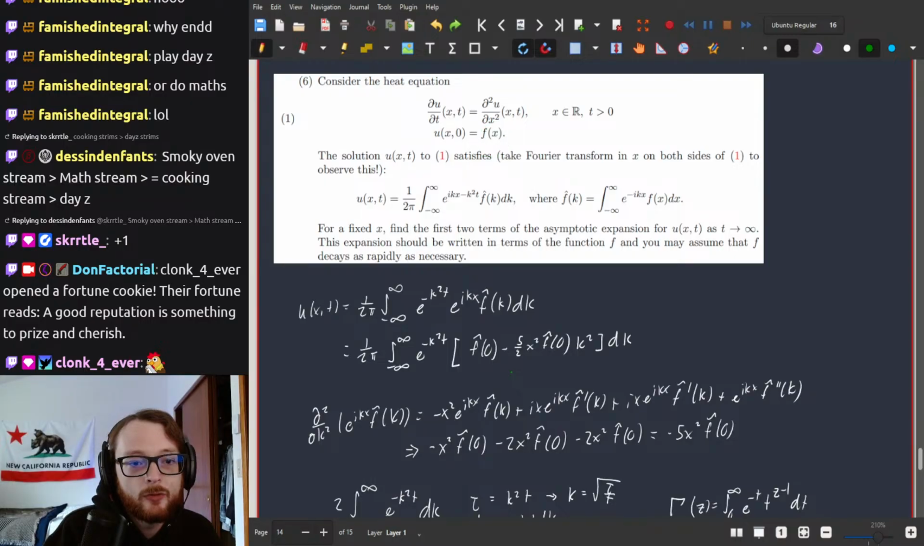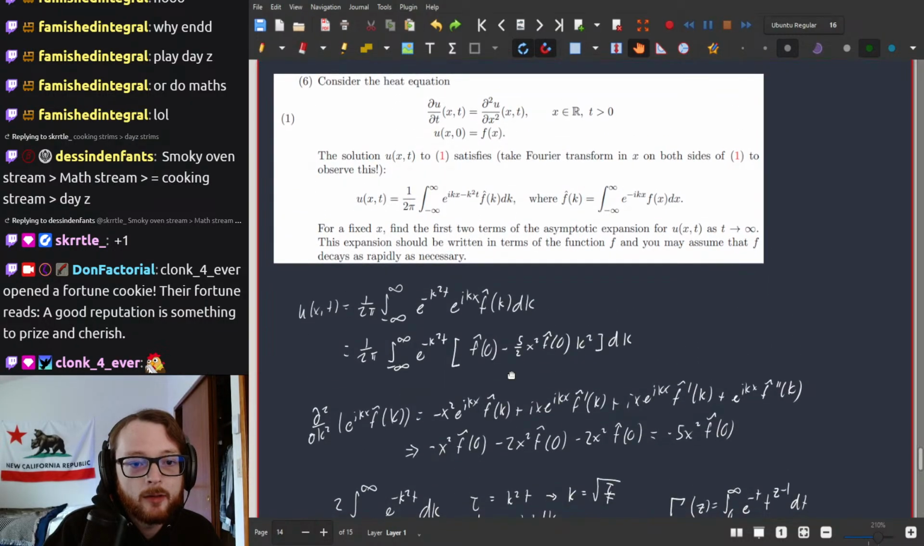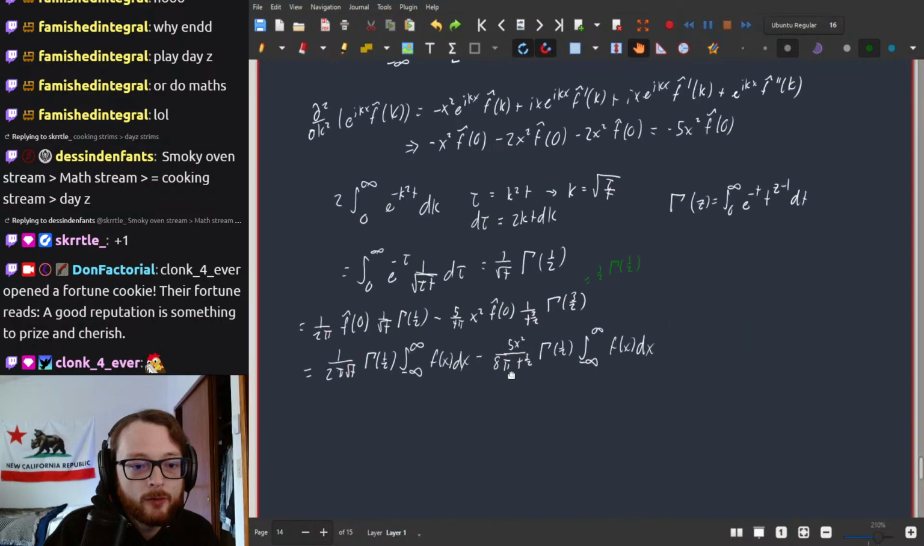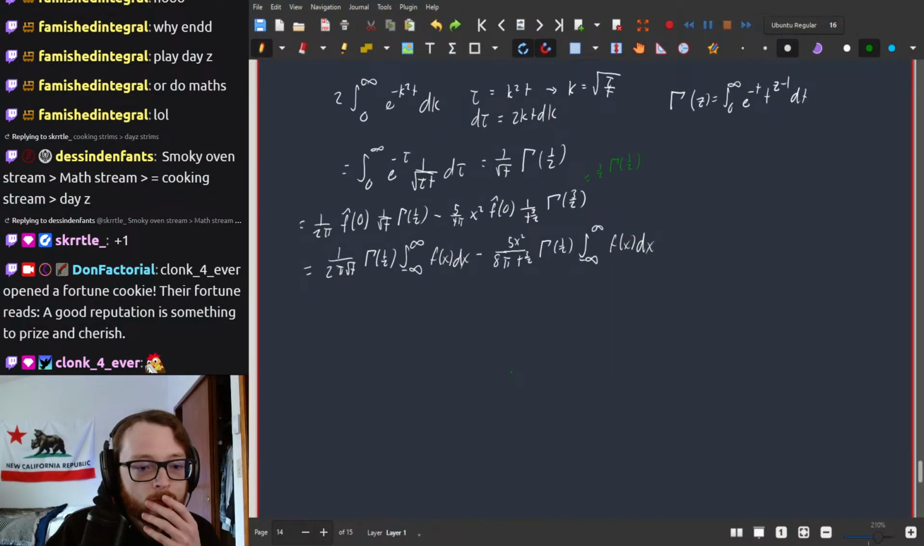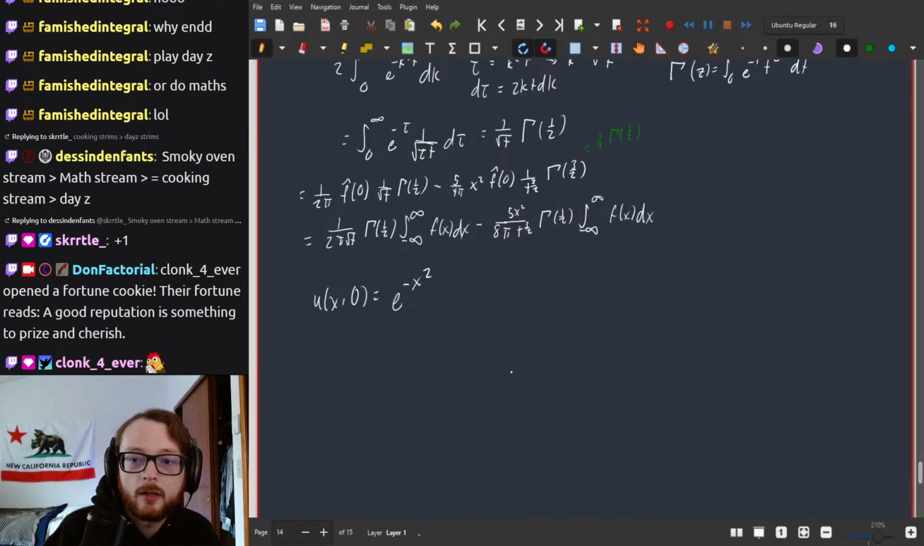A Gaussian is a pretty natural choice, especially with the heat equation. I just don't want to have to go through the actual process of doing this inverse Fourier transform, but I feel like I kind of need to. It's worth doing. So that's my initial condition.